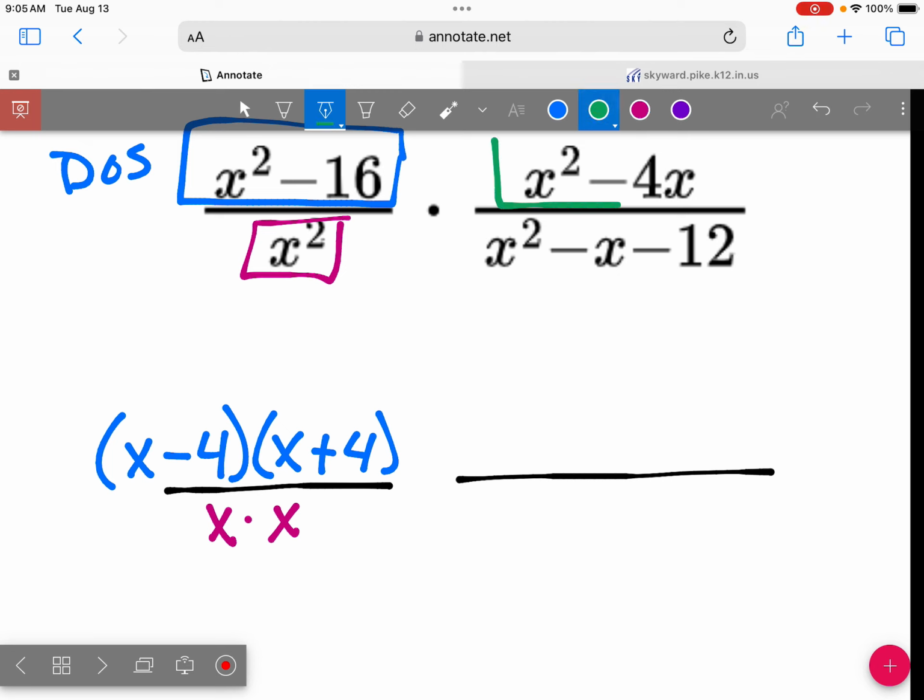How about this one up here? It has a GCF of x. So we have x times x minus 4. That's our leftover bit.